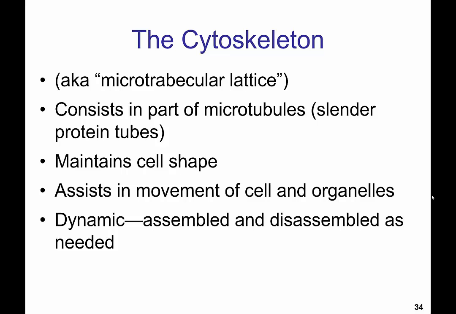Within the cytoplasm is the cytoskeleton, also known as the microtrabecular lattice. It consists in part of microtubules, which are slender protein tubes. These help maintain cell shape, and they assist in the movement of cell and organelles. Perhaps contrary to our concept of a skeleton, the cytoskeleton is dynamic. That is, it's always changing. It's assembled and disassembled as needed.